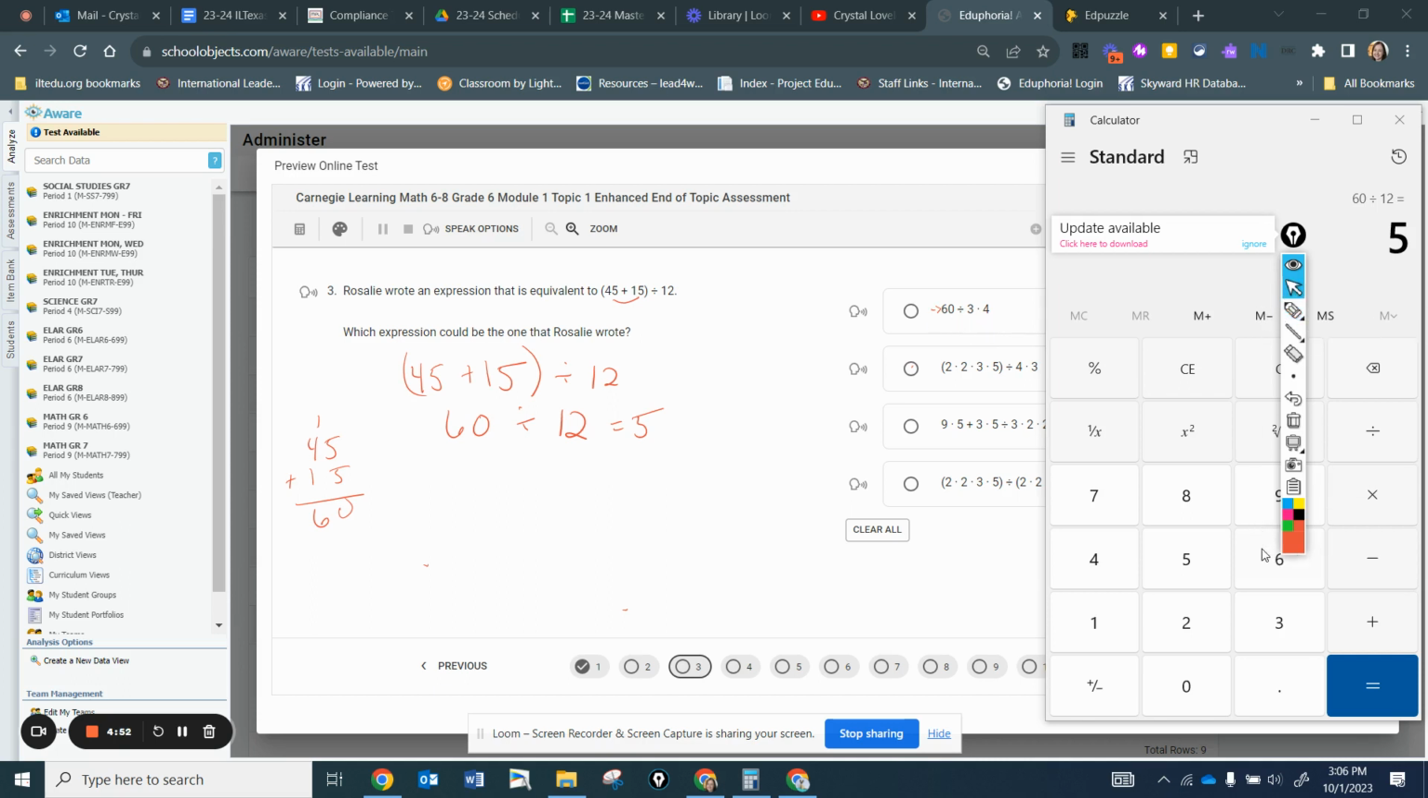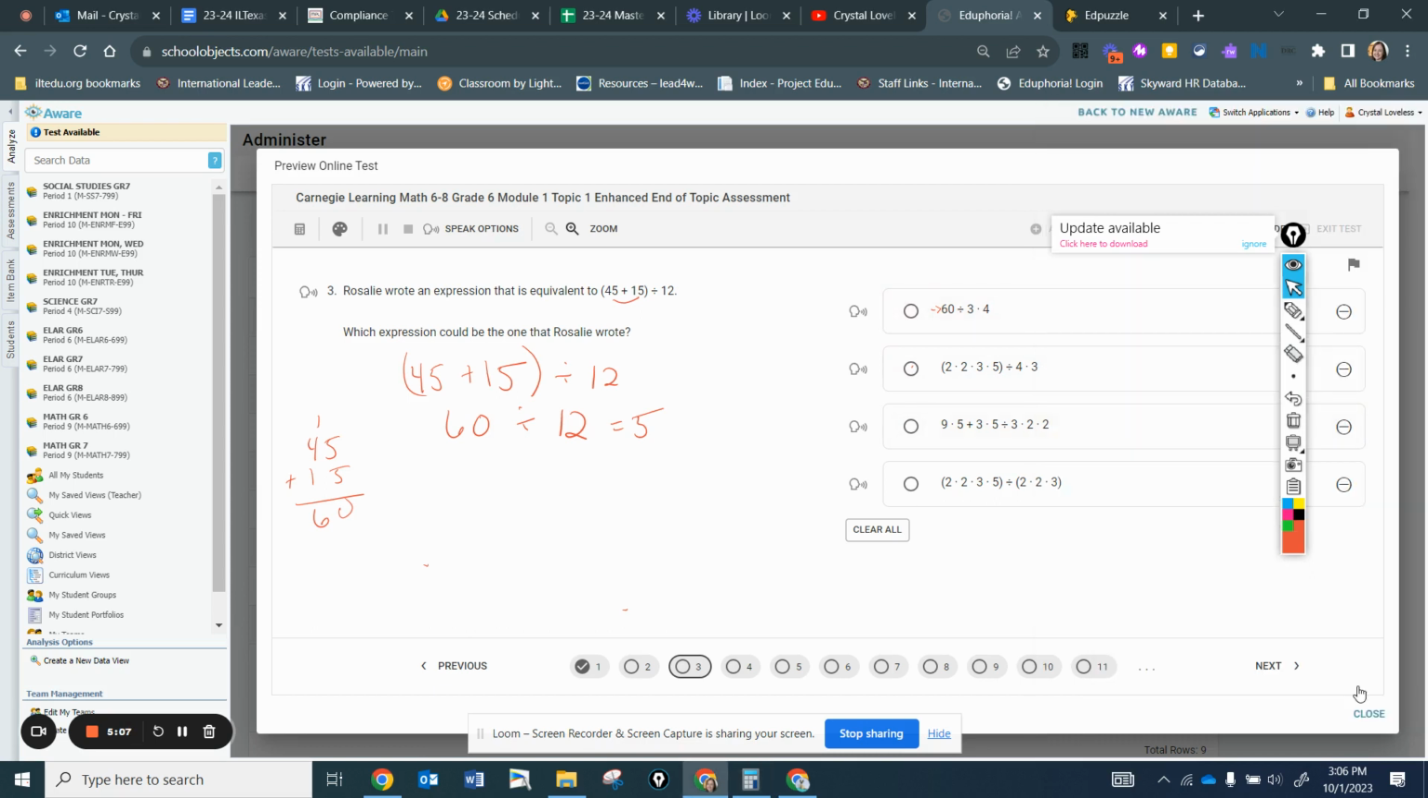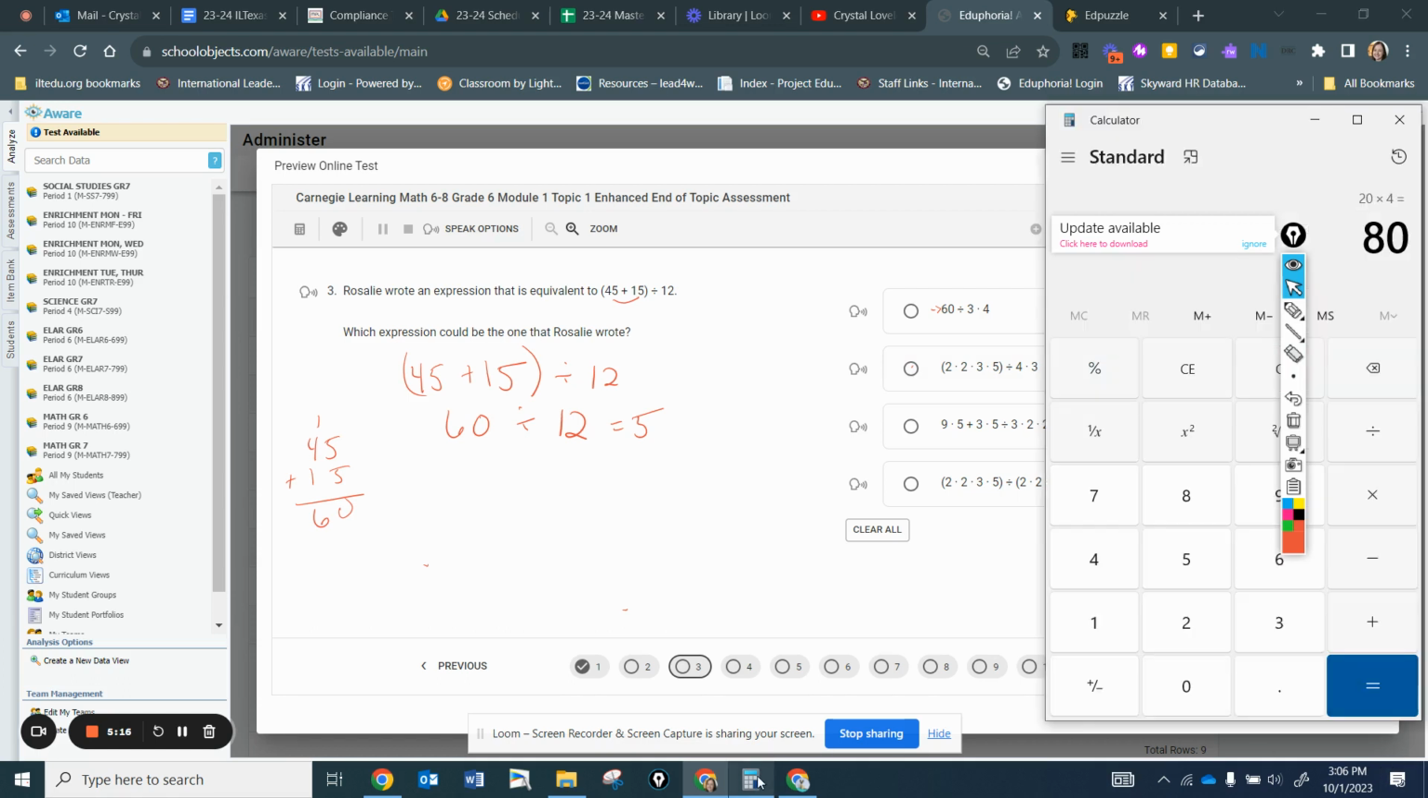Do 60 divided by 3 times 4 equals 80. Okay, so that one is not equivalent. That one does not equal 5. All right, let's look at this one. We do what's in the parentheses first. So we're going to do the 2 times 2 times 3 times 5. Get our calculators out for that. 2 times 2 times 3 times 5 equals 60.